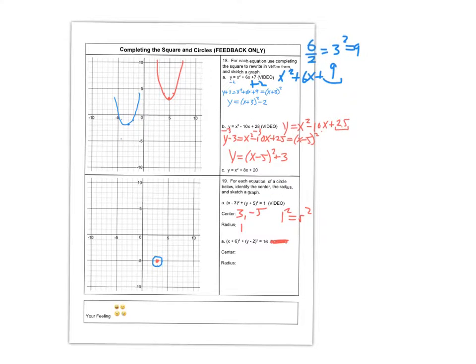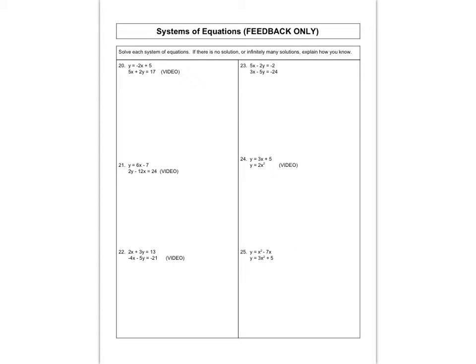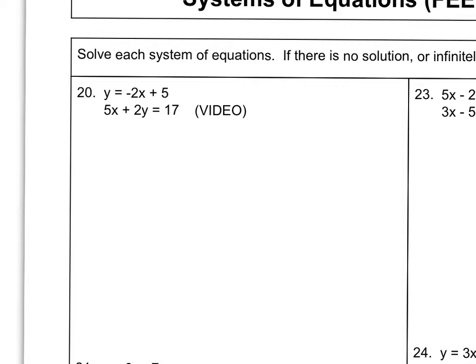On to the new section. Now we've got systems of equations. We got a few videos to go through, and then some word problems to talk about too. First off, I've got y equals negative 2x plus 5, and 5x plus 2y is equal to 17. I noticed that I've got a y by itself, so it might make sense to me to do substitution. It actually doesn't matter what method you use as long as you choose something to do this for.